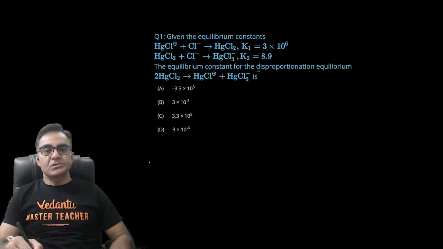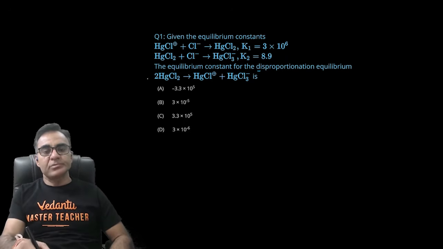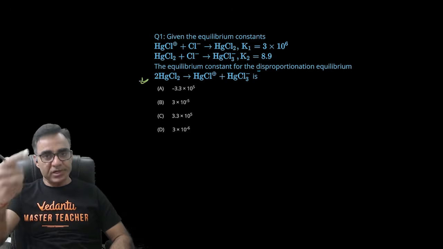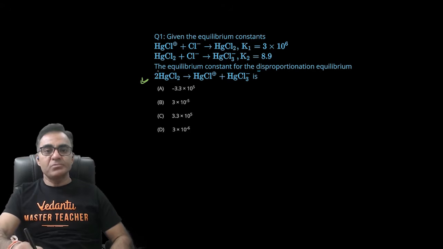In this question, the equilibrium constants of two reactions are given, and the equilibrium constant of a third reaction, which can be obtained from the first and second reactions, has to be calculated, right? So let's understand how we can bring the third reaction with the help of the first and second.